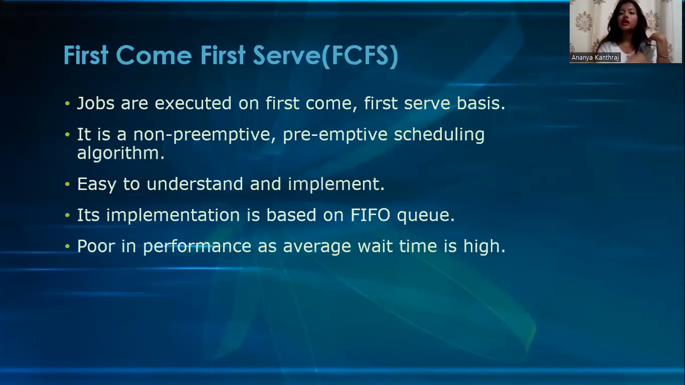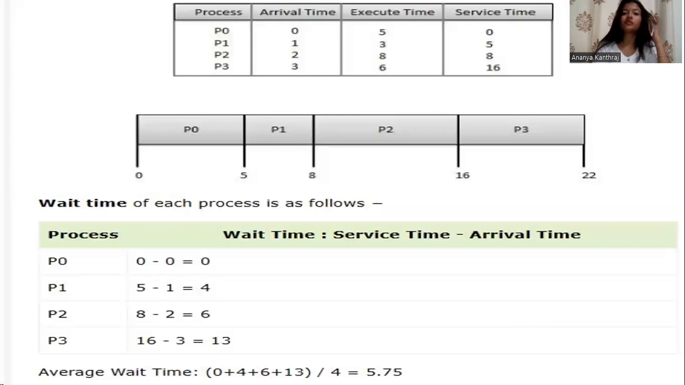Let us look at the first one, which is the first come, first served scheduling algorithm. In this scheduling algorithm, the jobs are executed on a first come, first served basis, and it's a non-preemptive scheduling algorithm. It's easy to understand and implement, and its implementation is based on a FIFO queue. It is poor in performance as the average wait time is high, which is a disadvantage of the first come, first served scheduling algorithm. Let's look into the example above.